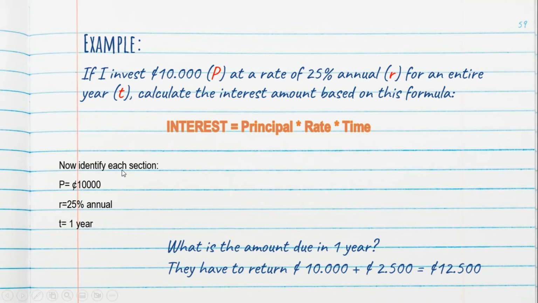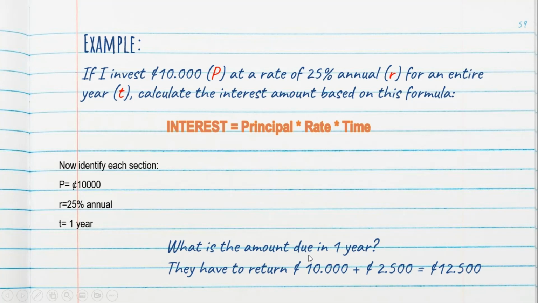Okay, let's identify each section. P, my principal, is 10,000. R, my rate, is 25% annual. And the reason why I am writing this down is so that you remember that later on you will see exercises that are different from a year in here. And my T is 1 year.